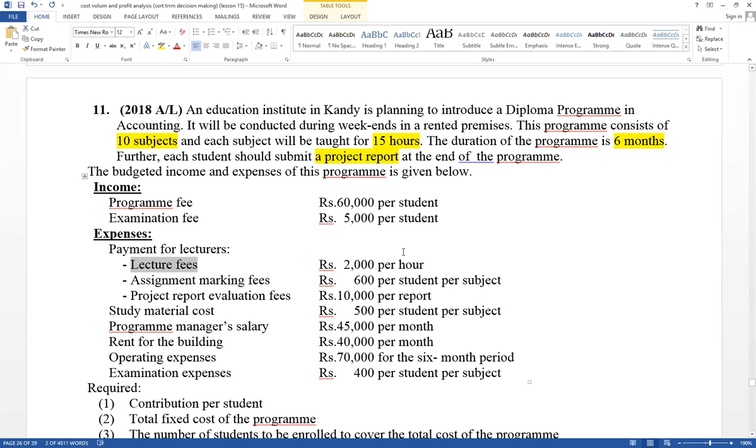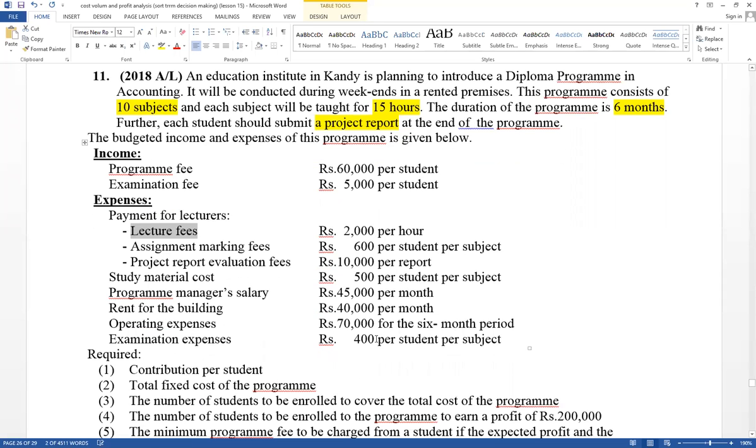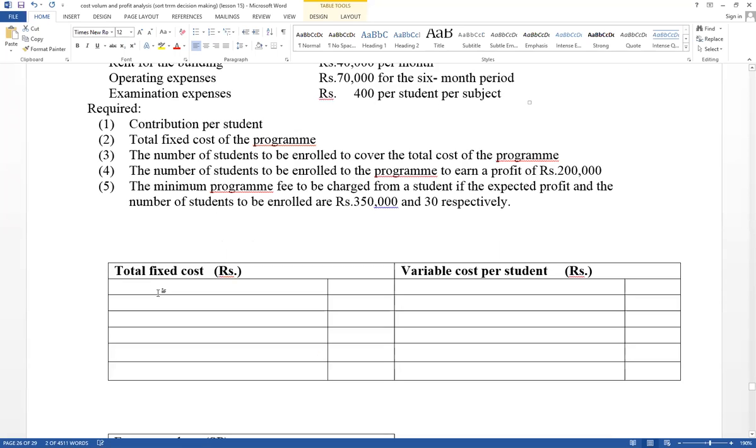Now here it varies with hours, but we look at the money coming in. It does not vary with the number of students. We charge from students. Therefore lecture fee is also a fixed cost. But it is given per hour value, 15 hours each subject, and there are 10 subjects available. Therefore lecture fee is a fixed cost.